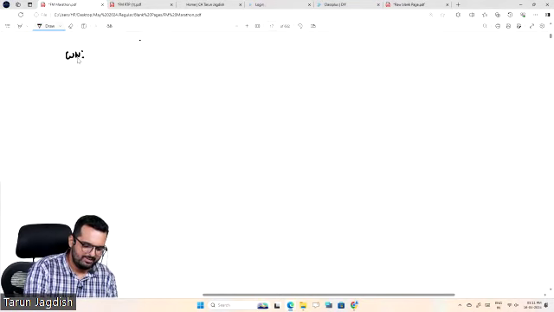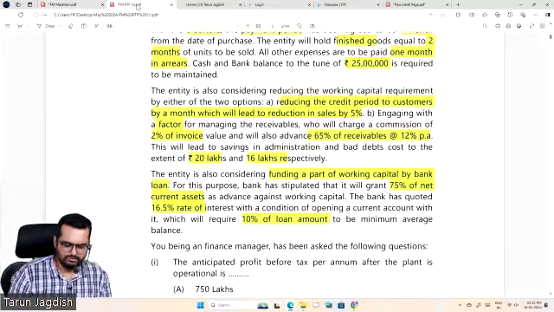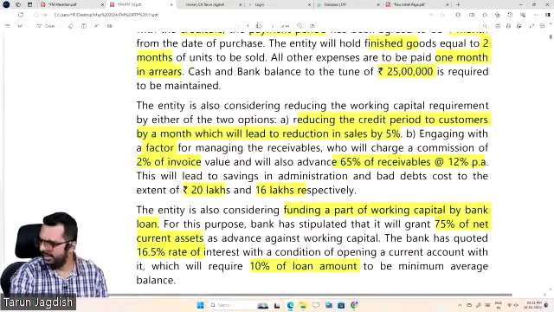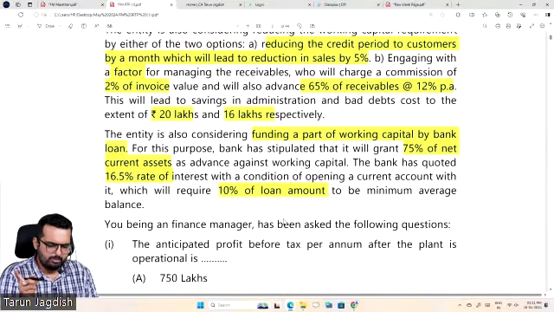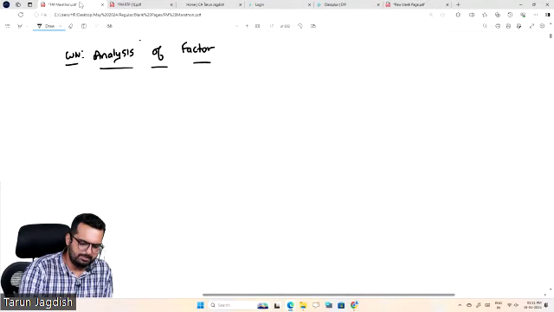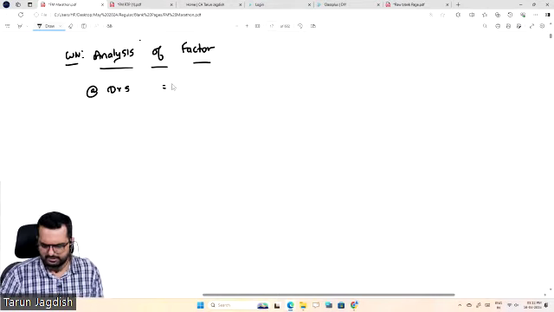Next one. Friends, we have to analyze the factor now. Analysis of factor. Now, everyone interact with me. When you speak about the factor, point number one, you have an advance receivable. 65% is the advance. Like we did in the previous question, can we do it over here, friends? Okay, so I'll write down. First thing will be debtors. How much is going to be your debtors in this scenario?